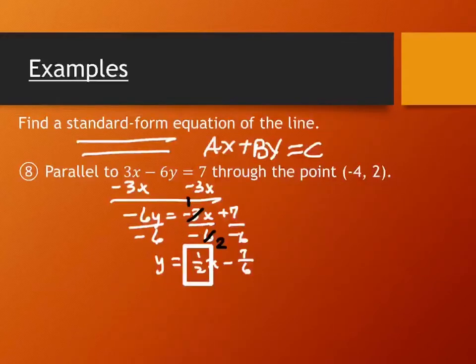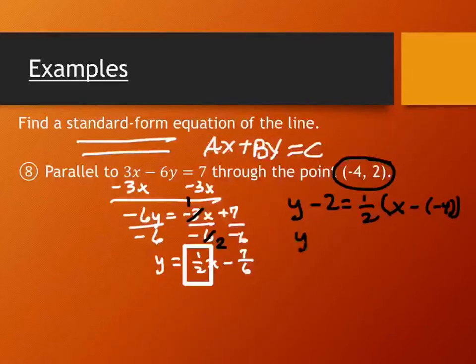So since my slope is 1/2, and I have an ordered pair over here, I can use the point slope form of the line. So y minus the y value, which is 2, equals my slope, which is 1/2, times x minus the x value, so it's minus negative 4.